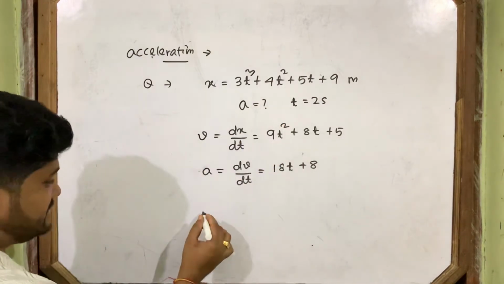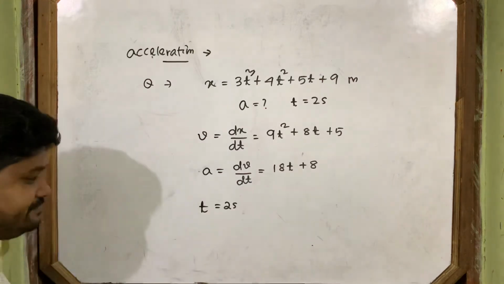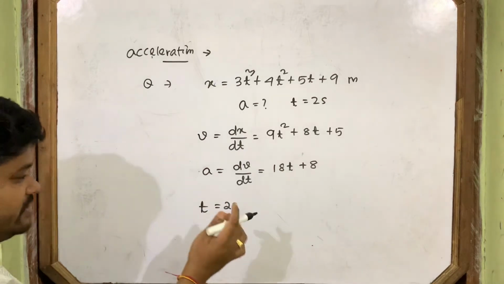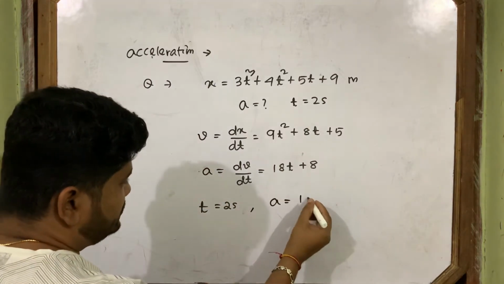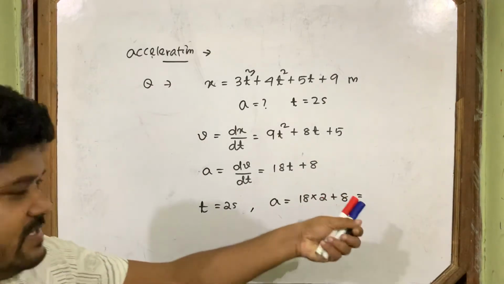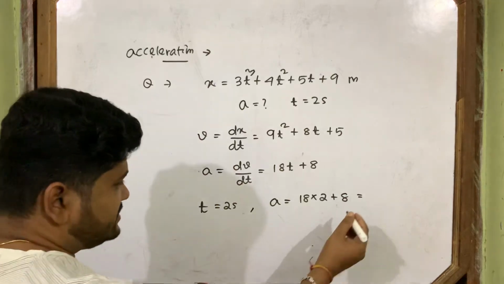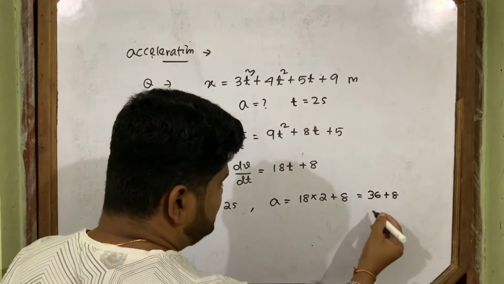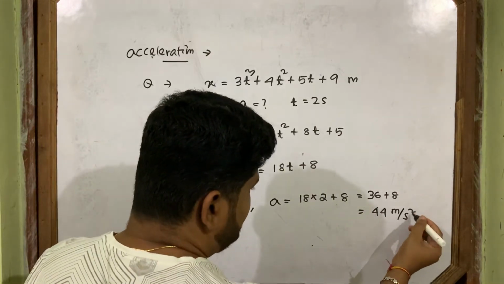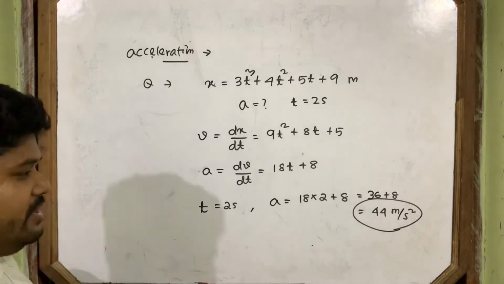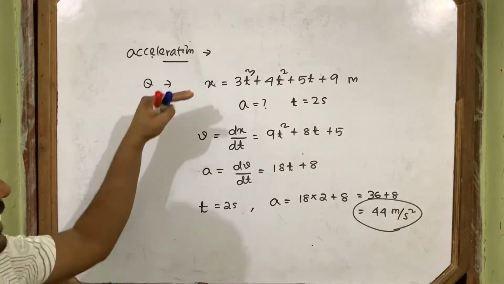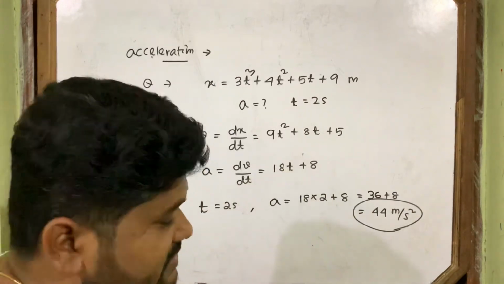But if the question asks to find it at a particular time, suppose 2 seconds, find the acceleration when t is equal to 2 seconds, you have to put that value here. So 18 into 2 plus 8, which is 36 plus 8. So now you got 44 meter per second square, the acceleration of the body. This is how we calculate instantaneous acceleration by differentiating twice.